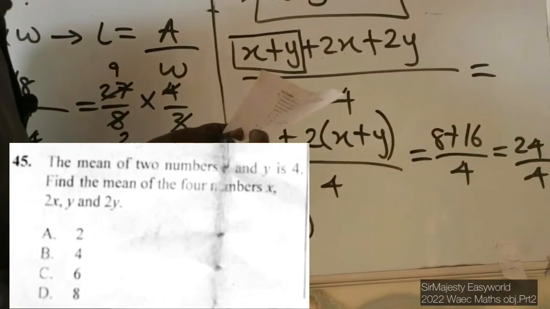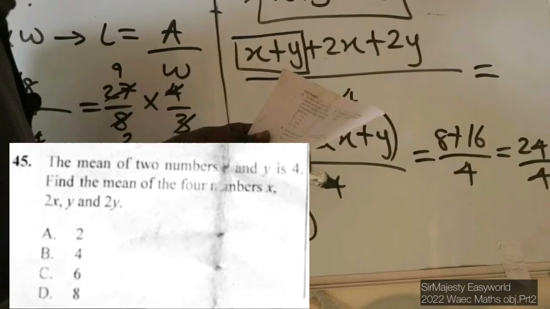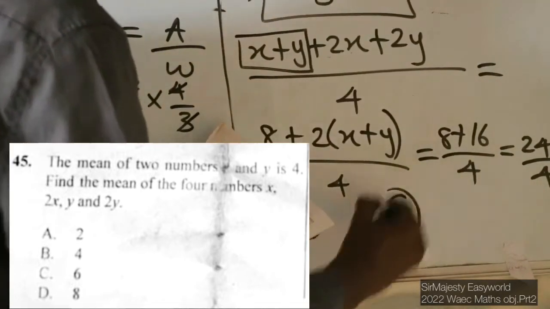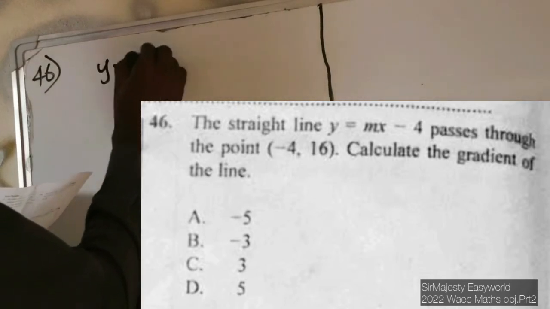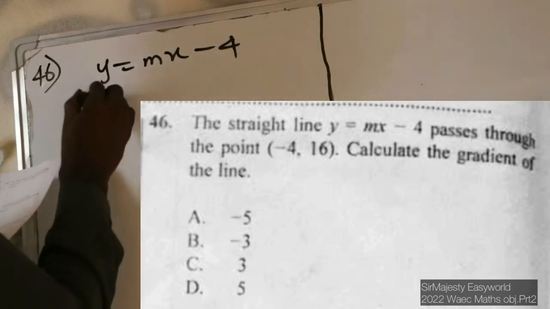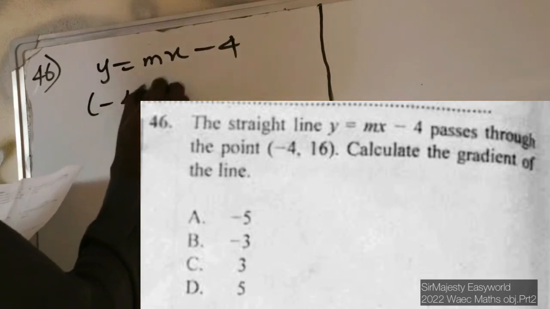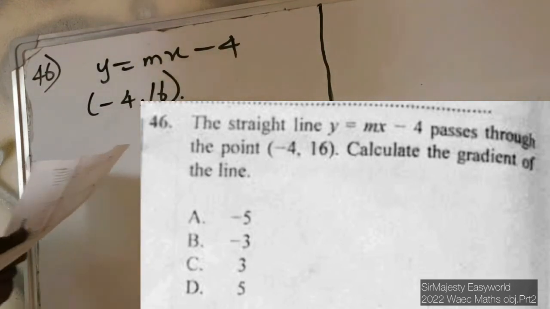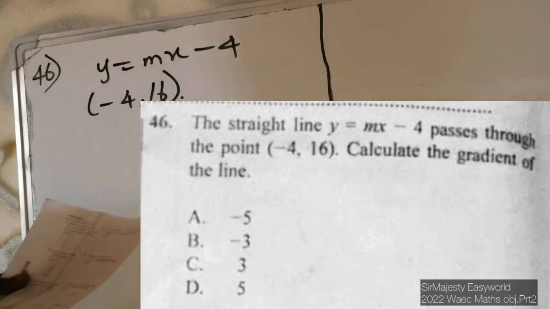Is 6 in the options? Yes, that is option C. The straight line y is equal to mx minus 4 passes through the point minus 4, 16. Calculate the gradient of the line.